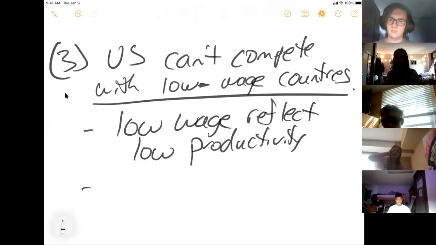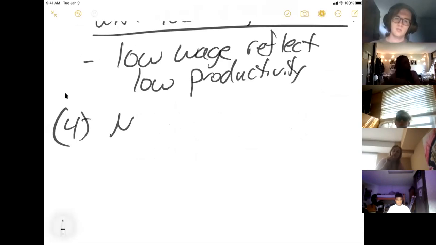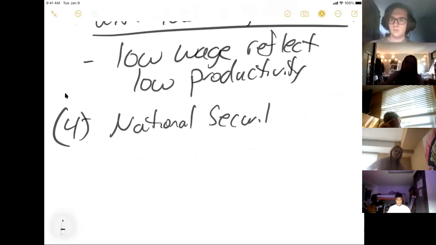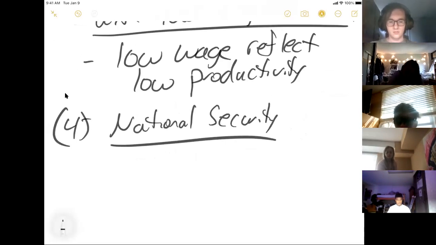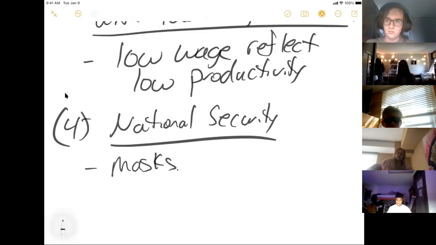Anybody think of some other arguments against trade? I can think of a couple that I hear a lot. One is the kind of national security argument. Don't we put ourselves in some danger when we trade with other countries? This happened a lot with masks at the beginning of the COVID crisis. People figured out that actually there was, I think, maybe only one US company that was making healthcare masks at the beginning of the crisis.